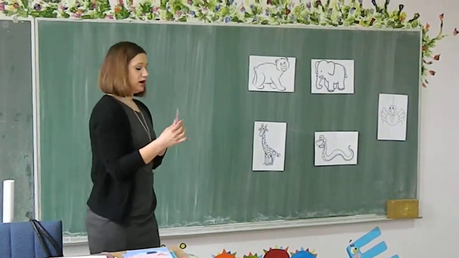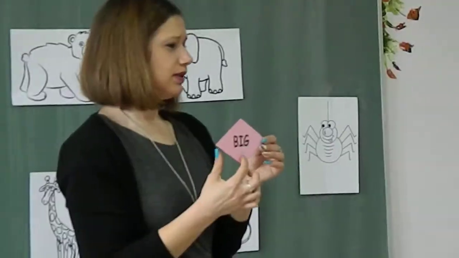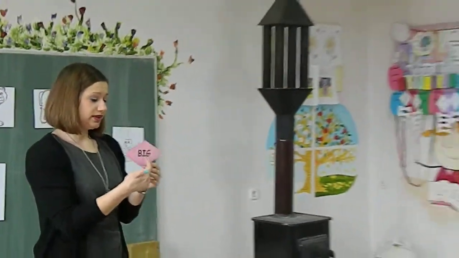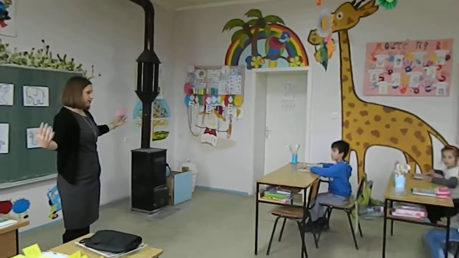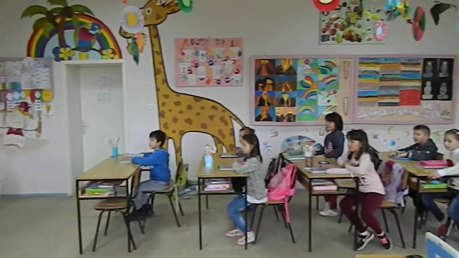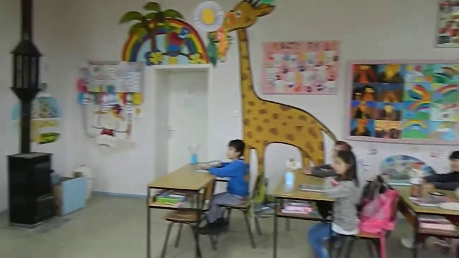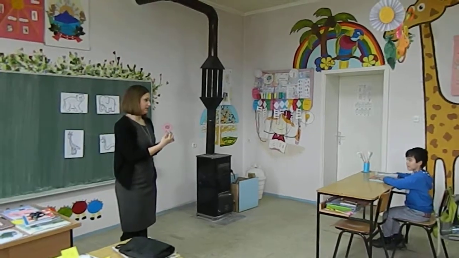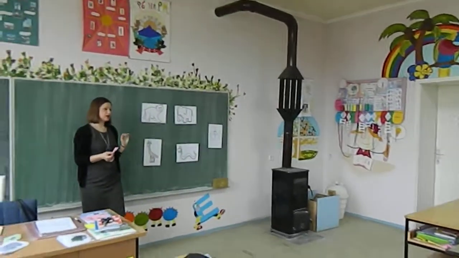Okay. So I've got the word big. Do you know what it means? Elephant? Okay. But what does big mean? What's that in Macedonian? Bear. Okay, it's a big bear. Big. What does it mean? Yes? Okay. So where do we put big? Which animal? What did you say?